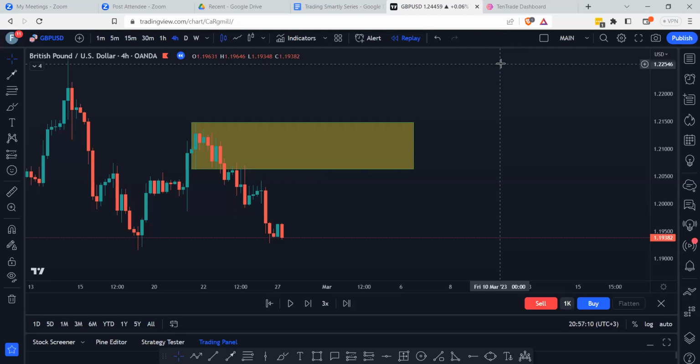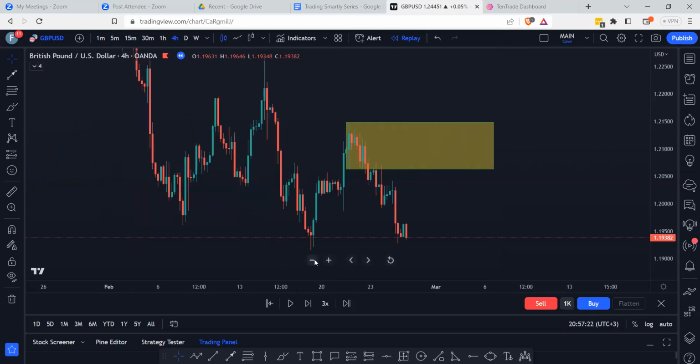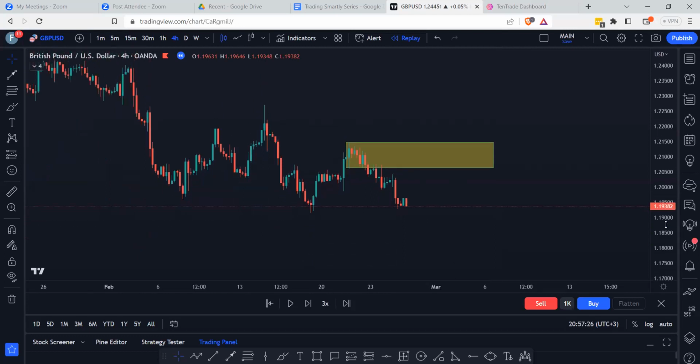We can keep going on and on. The same thing is going to happen. You see how price is reacting at support and resistance. A proper understanding of support and resistance will help you know zones or areas of interest where you should be buying or selling.